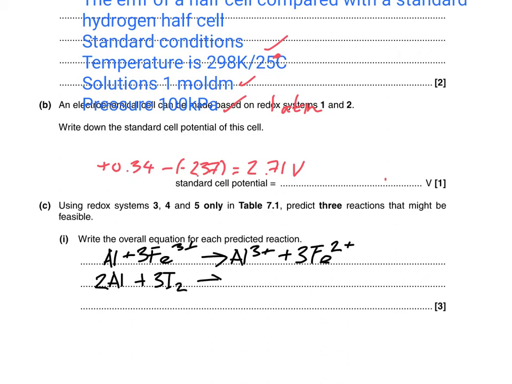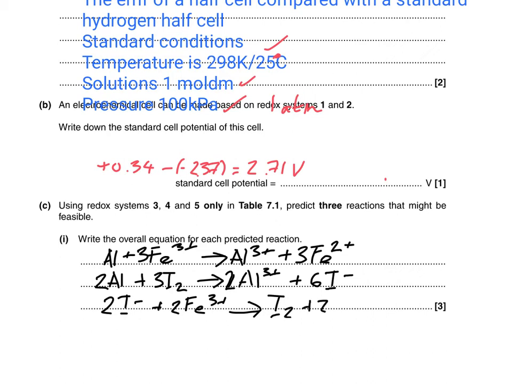So in order to get the same number of electrons in this reaction, we had to multiply the aluminium equation by 2 and the iodine equation by 3, giving us 6 electrons before we added it. And for the last one, okay, sorry for the bad handwriting, 1 mark for each equation.